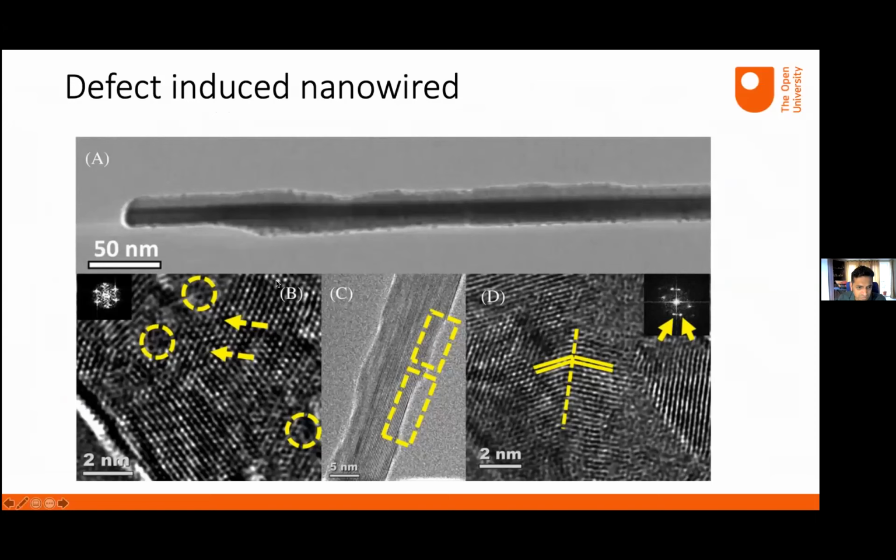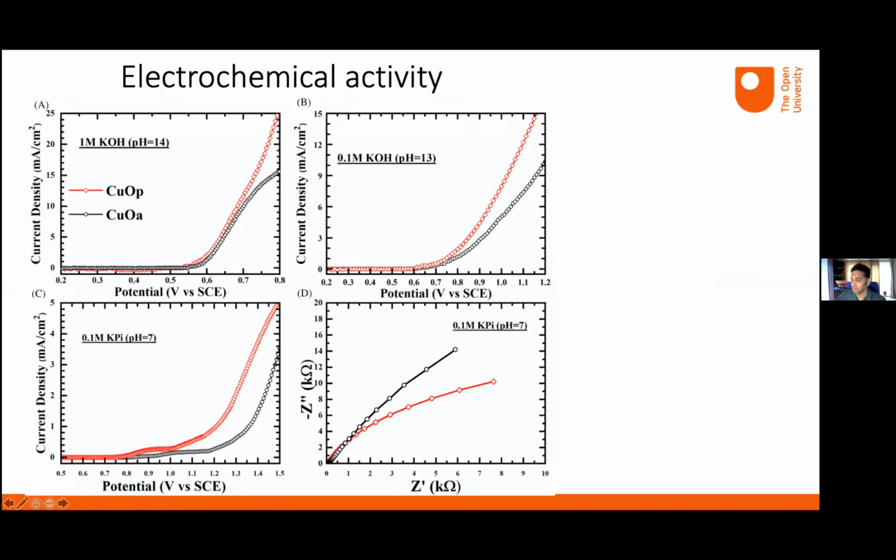If you look further, we did the TEM as well, to see why this is happening. And in particular cases, we are able to create defects due to Cu2O localization. These are all fantastic results, and this is involved in electrochemical activity.